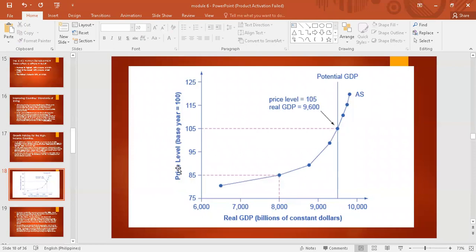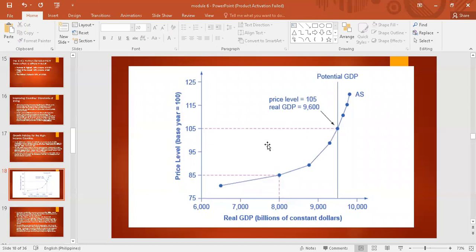So ito po ay one of the illustrations nung tinatawag nating real GDP. Ito, laging consideration natin ang price, no? In a particular price, for example, 85, yung level ng price natin. Ito yung output.